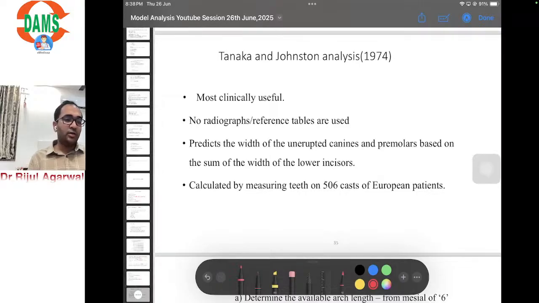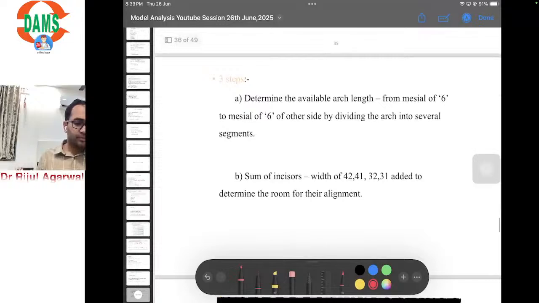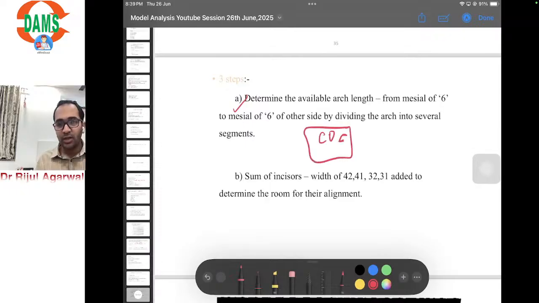Okay, again the analysis is based on the sum of the lower incisors. What Tanaka and Johnston used was 506 casts of European patients to give their analysis. So same, measure the available arch length. Basically he measured it and divided it into several segments. You don't need to do that, just measure the width of CDE.